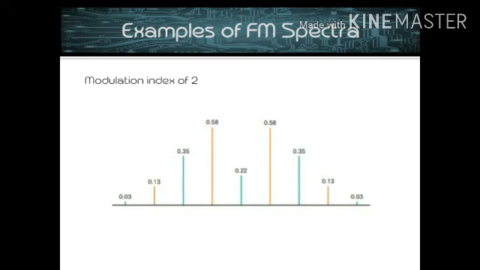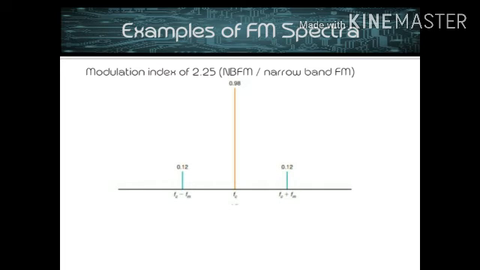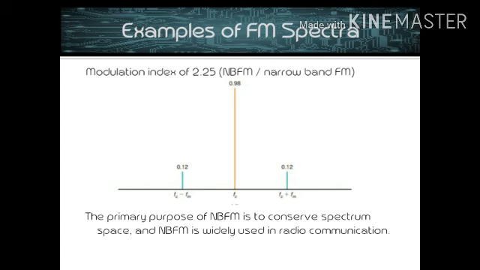Now, example of FM spectra, modulation index of 2. Now for an example of FM spectra, modulation index of 2.25, or NBFM, or narrowband FM. Now you can see at the left side of the figure, FC minus FM. Then for the right side, FC plus FM. The primary purpose of NBFM is to conserve spectrum space, and NBFM is widely used in radio communication.